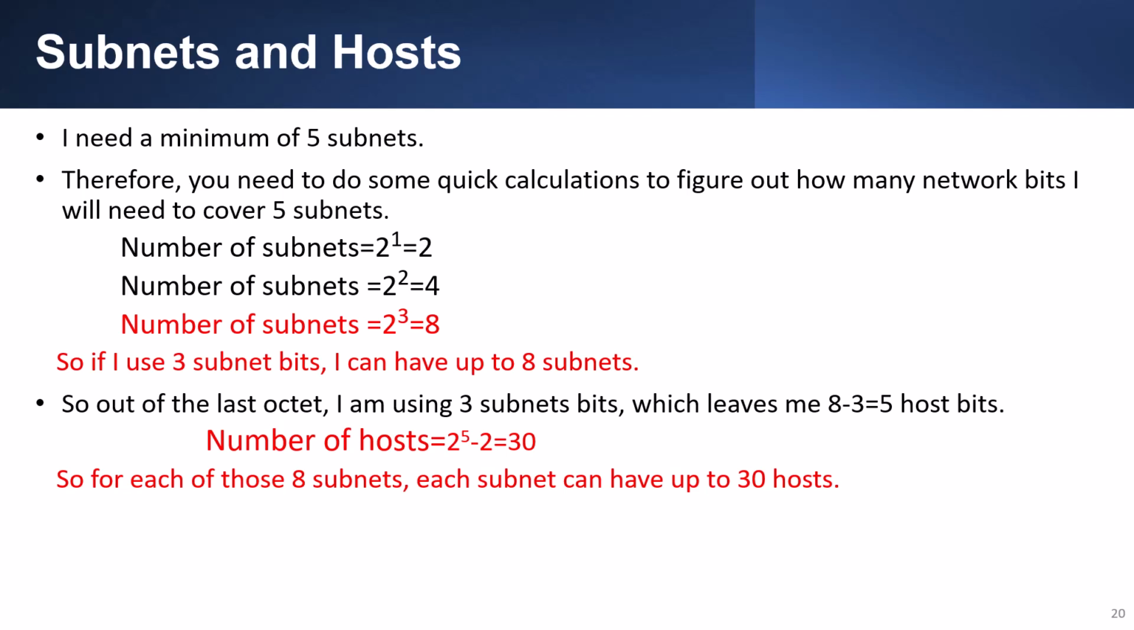I need a minimum of 5 subnets. Therefore, you need to do some quick calculations to figure out how many network bits I will need to cover 5 subnets. Number of subnets equals 2 to the first power gives me 2 subnets. 2 to the second power gives me 4 subnets. 2 to the third power gives me 8 subnets. So if I use 3 subnet bits, I can have up to 8 subnets. So out of the last octet, I'm using 3 subnet bits, which leaves me 8 minus 3 equals 5 host bits. Number of hosts equals 2 to the 5th power minus 2 equals 30. So for each of the 8 subnets, each subnet can have up to 30 hosts.